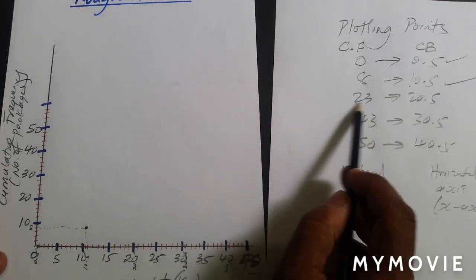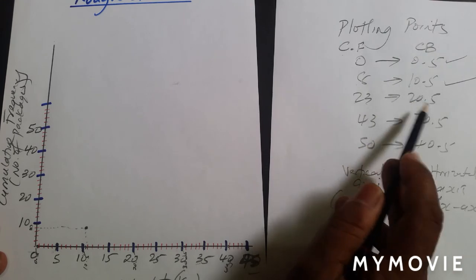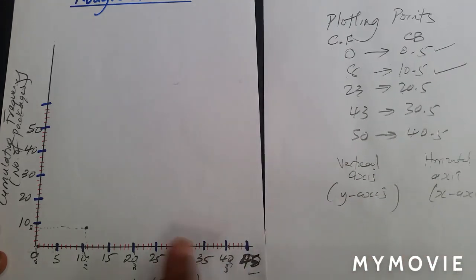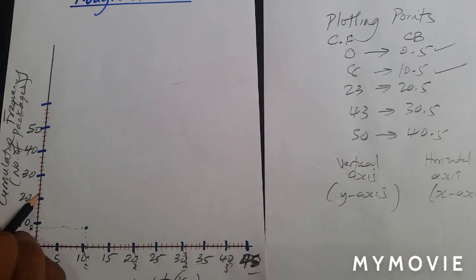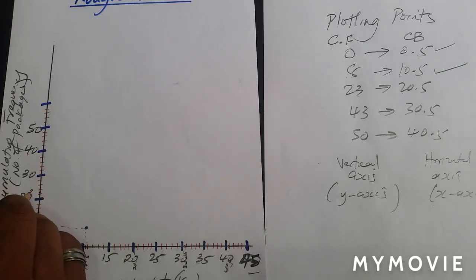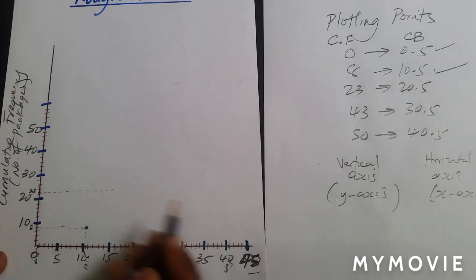The next one is finding 23 to map with 20.5. So 23 would be 20, 22, 24. 23 would be between 22 and 24. That's 23. I'm mapping that up with 20.5.